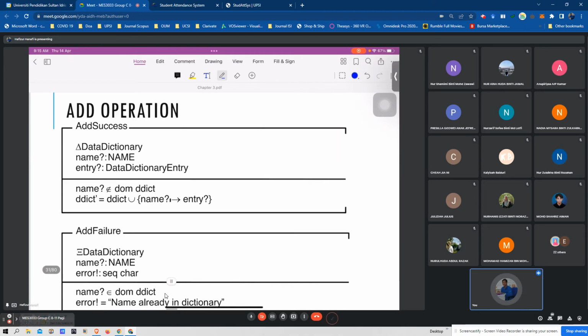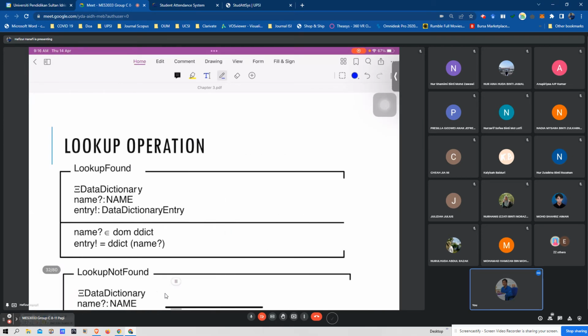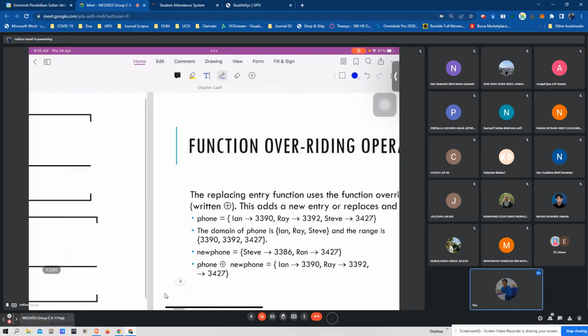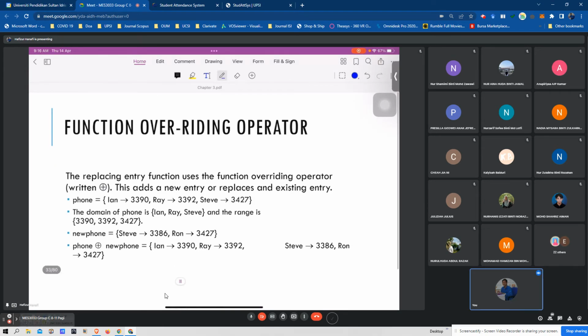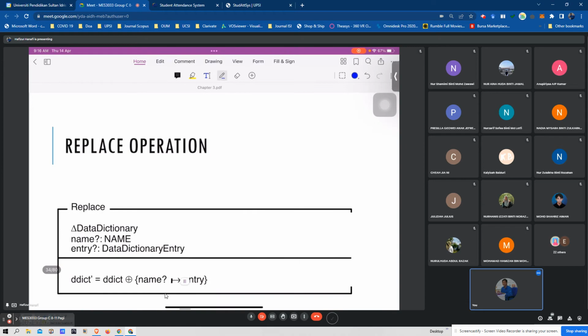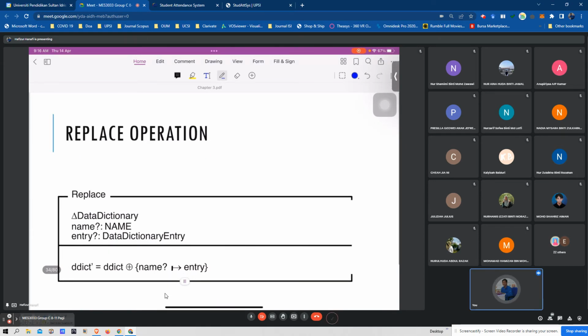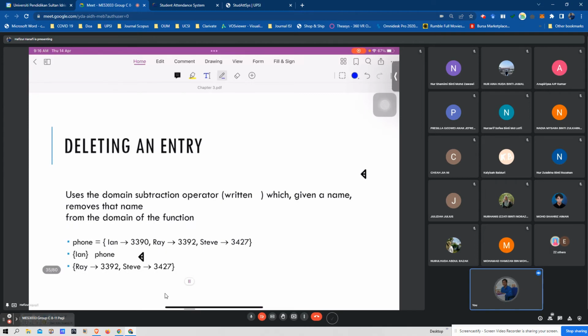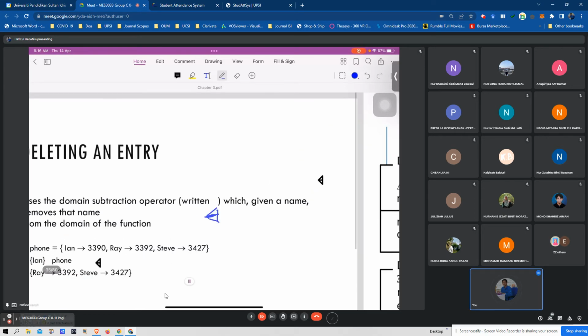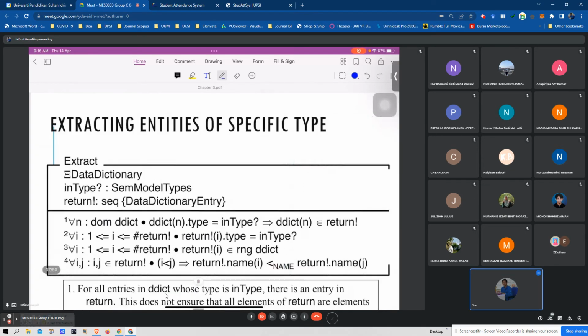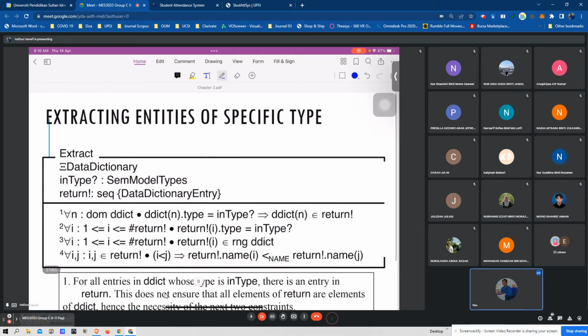And then we have add success, add failure, and then the lookup operation. Okay, function overriding operators: this one is overriding a function with the same name but different attributes. And then we have the replace operation. Deleting the entry: using the domain subtraction return by this one. And then delete entry, and extracting a specific data type.